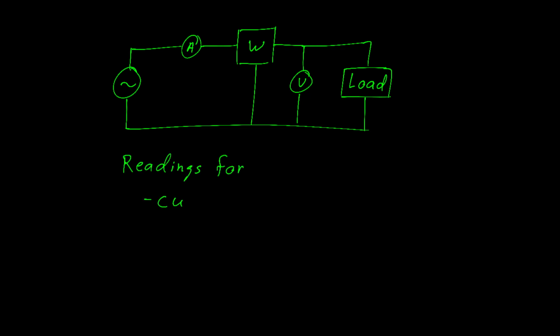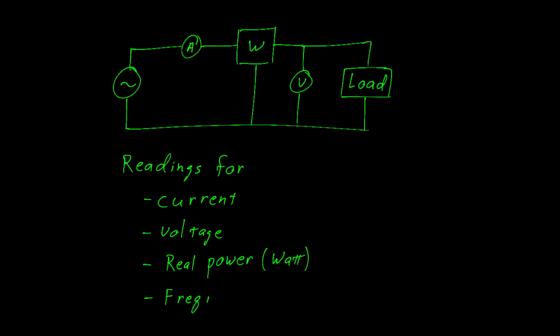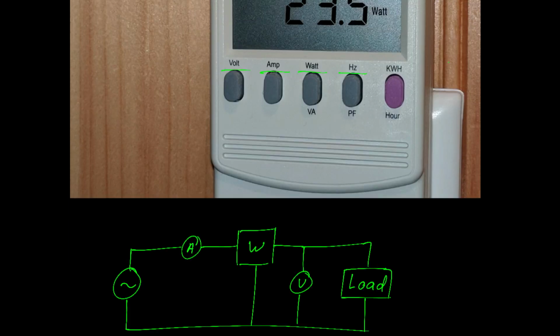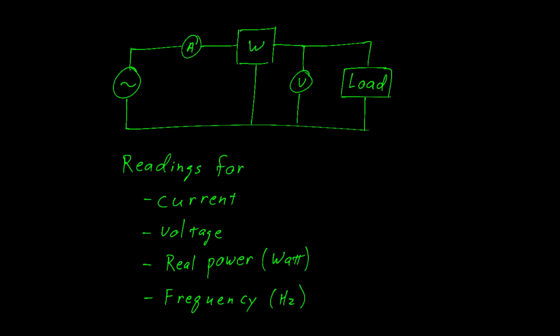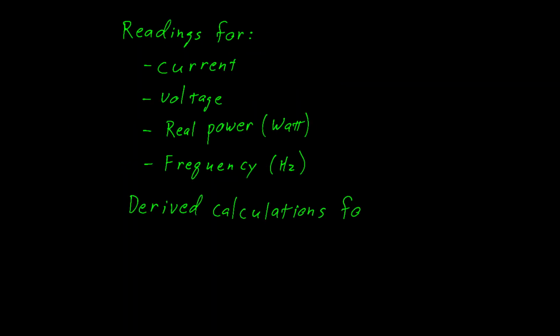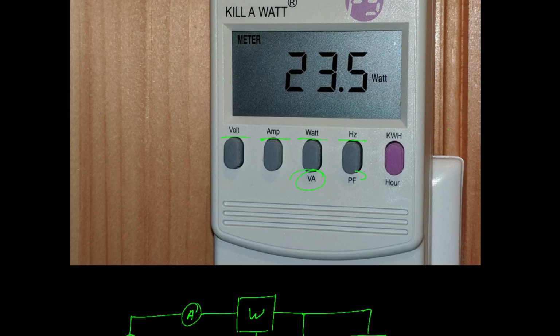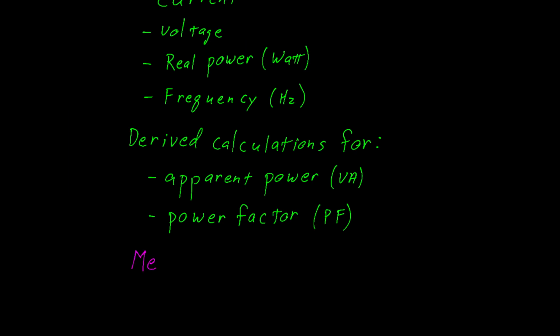It provides readings for current, voltage, real power as measured in watts, and frequency. You see those on the top here: volts, currents, power in watts, and hertz, which is frequency. It also does what I would call derived calculations, and these are for the apparent power and for the power factor. I'll circle those here as volt amps and power factor. It also has memory, which it can use to calculate the energy consumption of your appliance.